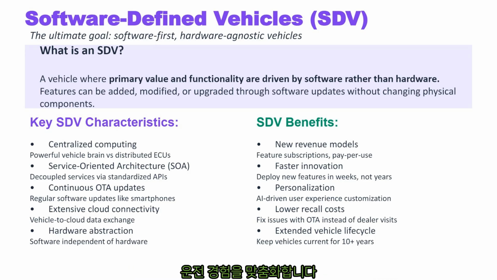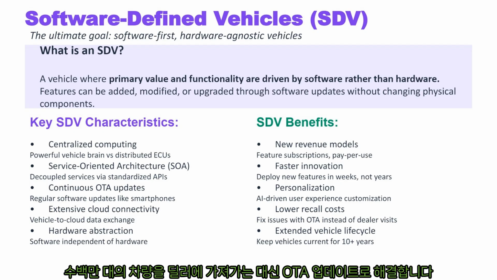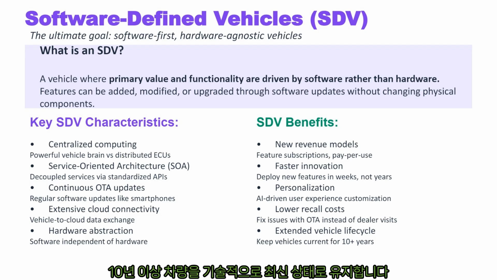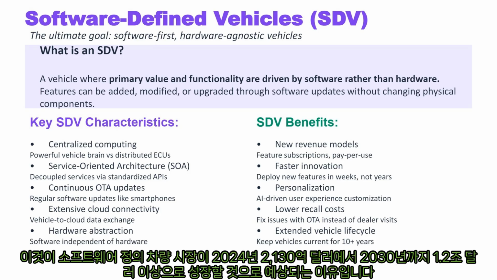Personalization. Use AI to customize the driving experience for each individual user. Lower recall costs. When there's a problem, fix it with an OTA update instead of bringing millions of vehicles into dealers. Extended vehicle lifecycle. Keep vehicles technologically current for 10 or more years through software updates. This is why the software-defined vehicle market is projected to grow from $213 billion in 2024 to over $1.2 trillion by 2030. It's not just about technology, it's about business transformation.